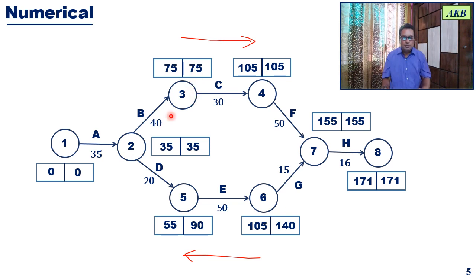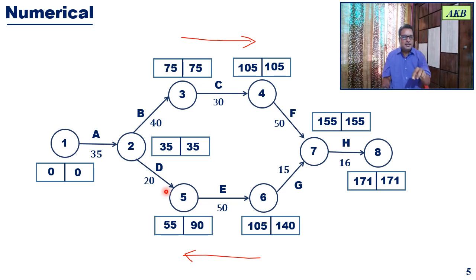So if you go from event 3 to event 2, the calculation will be 75, that is latest event time for event 3, minus 40. That comes out to be 35. 75 minus 40 is 35. And if you go from event 5 to event 2, the calculation will be 90 minus 20, which comes out to be 70. So you have two options, 35 and 70.